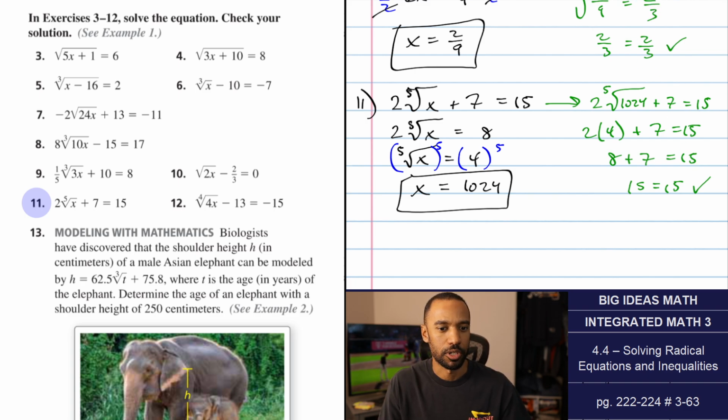Lastly, in this block of problems, we have number 12, and we have a 4th root.